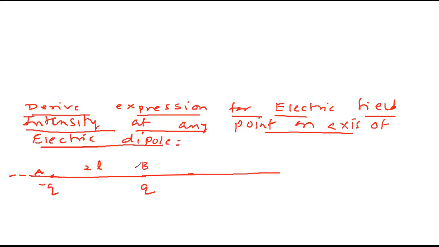Consider an electric dipole consisting of equal and opposite charges minus q and plus q at A and B, separated by a finite distance 2L, O being the center of the dipole. Therefore, OA equals OB equals L. Let P be a point at a distance r from center O on the axis of the dipole.